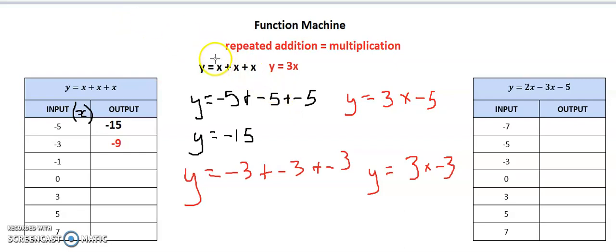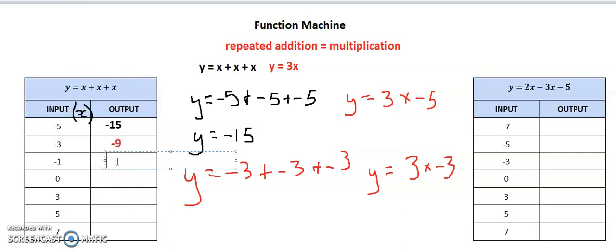But this is connected to like terms as well. For example, we've got x, so 1x plus 1x equals 2x. 2x plus 1x equals 3x. And it's because we're just talking about the same group.